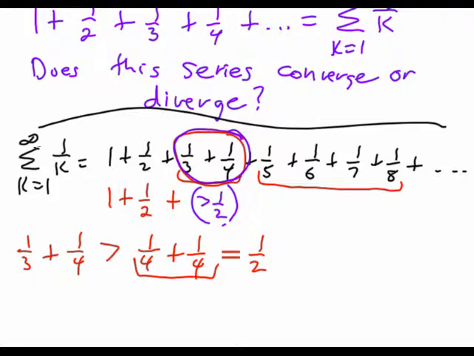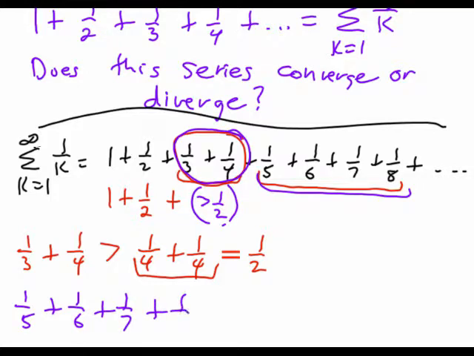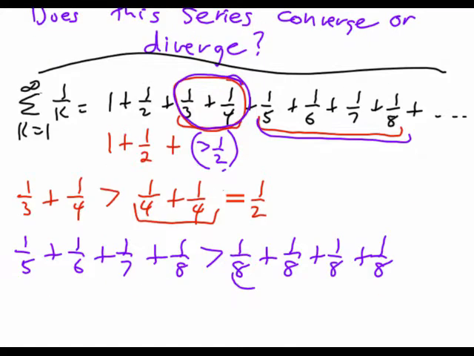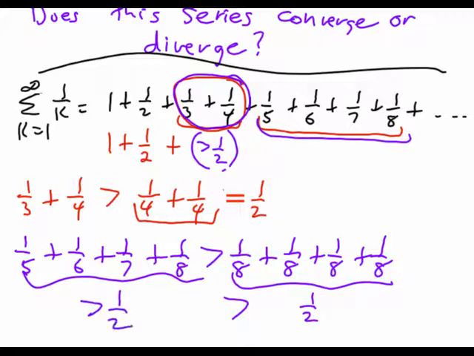Okay, I'm going to do the same kind of argument with these next four terms. A fifth plus a sixth plus a seventh plus an eighth, that would be greater than if all of these were eighths. An eighth plus an eighth plus an eighth plus an eighth. These together would be a half. And so this we know is going to be more than a half. So again, these four terms here I could replace with adding a number greater than a half.